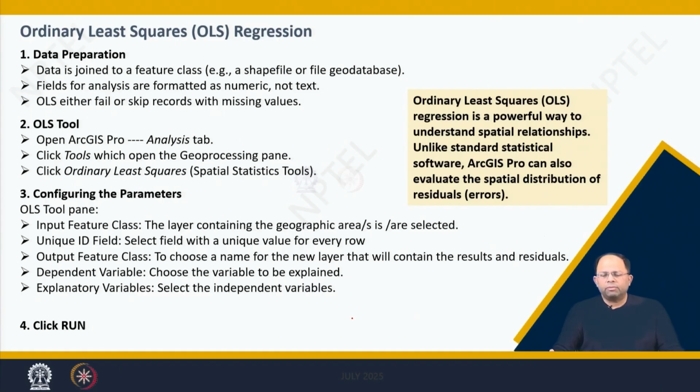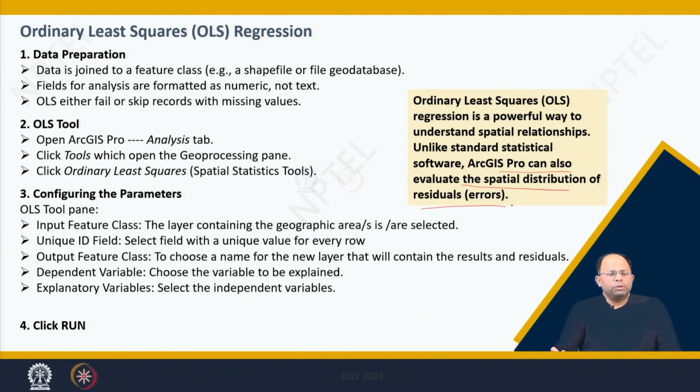In addition to that, ArcGIS can also evaluate the spatial distribution of residual errors. That means if we have first trained the model, or determined the model coefficients, and then we are predicting with that, we can also show how much the error is, and that can also be shown in the map.